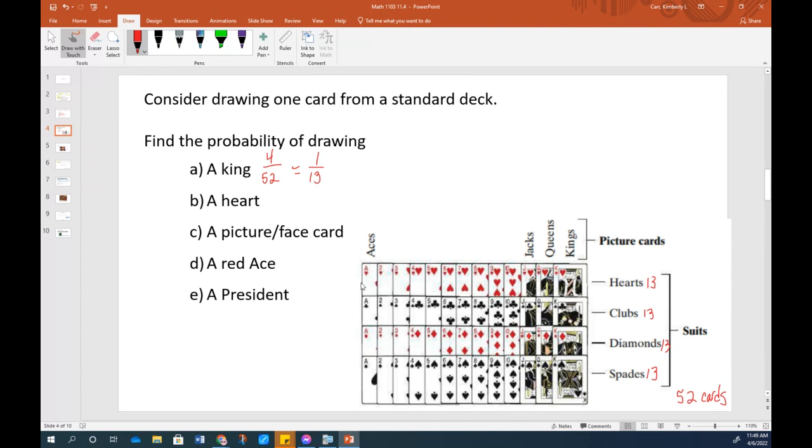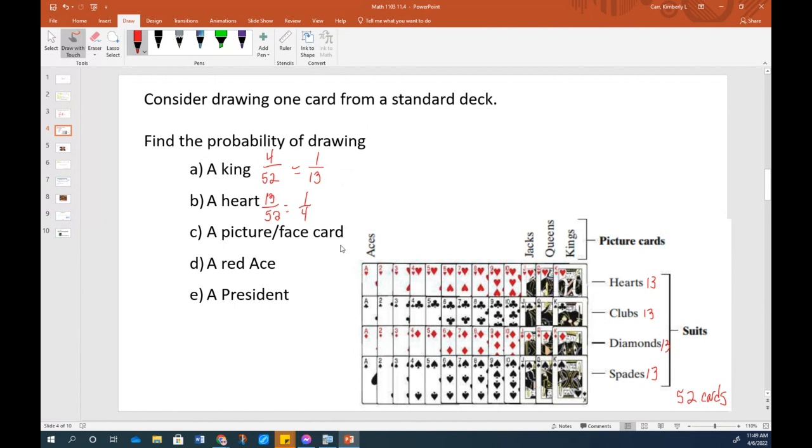Now drawing a heart, this entire top row is hearts, and that row has 13 cards in it. So there are 13 cards out of 52. That does reduce to 1/4, which corresponds to it being the first row out of 4 rows.